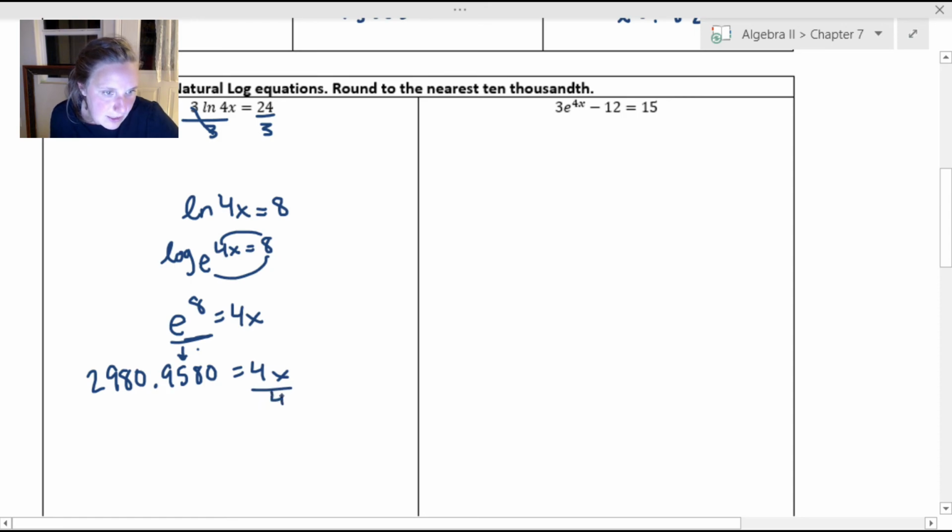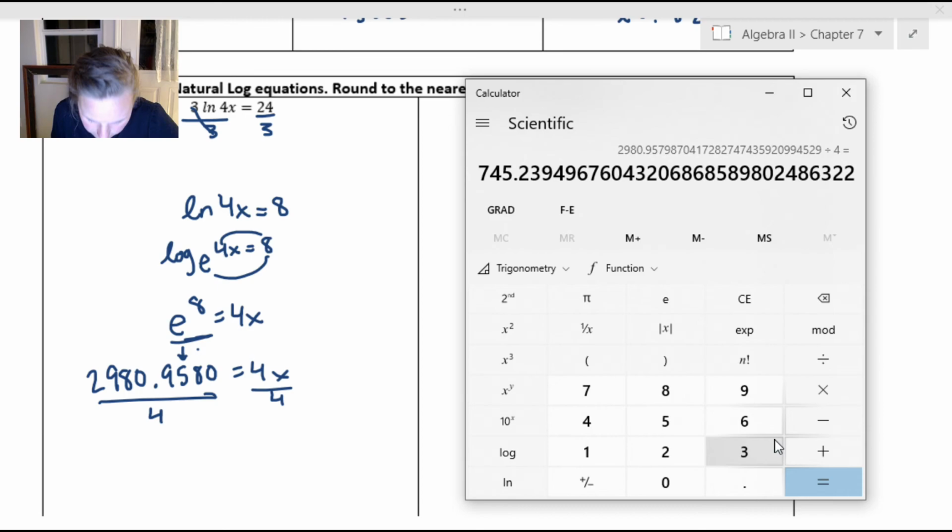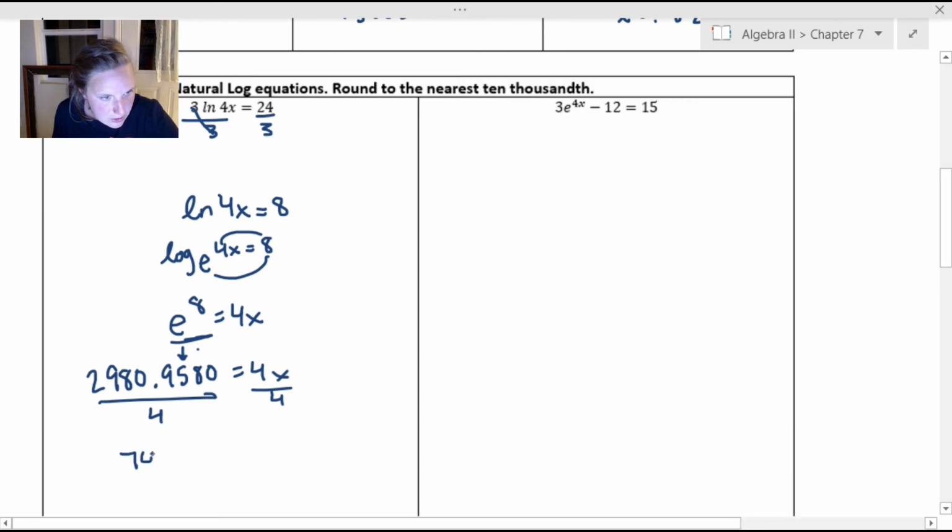And then we're dividing by 4. And when I divide that number by 4, I get 745.2395.